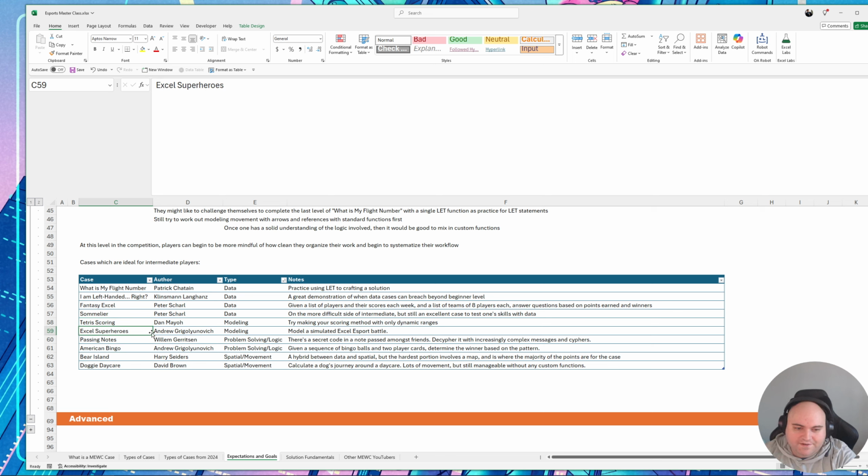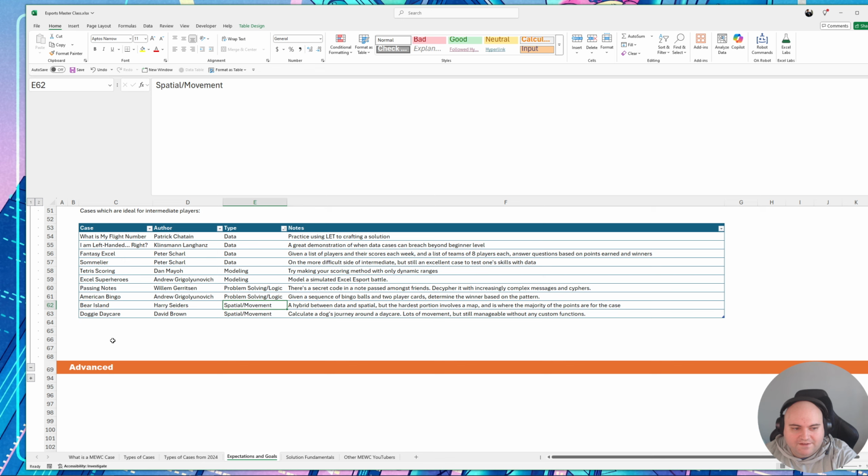Excel Superheroes by Andrew, simulating an esports battle. Passing Notes by William Garrettson, and American Bingo, also by Andrew. I think these fall under the problem-solving/logic category. And we're going to conclude with Bear Island and Doggy Daycare, both with spatial movement. So that concludes the intermediate.